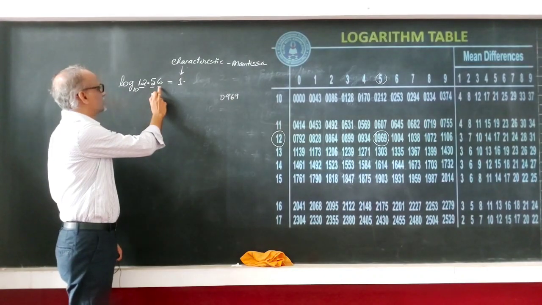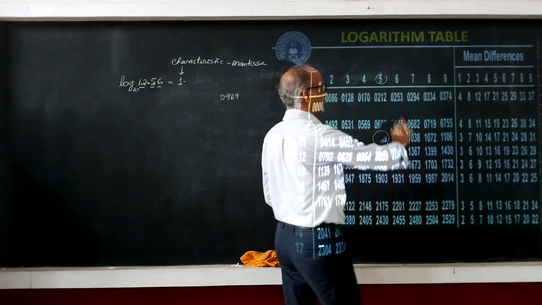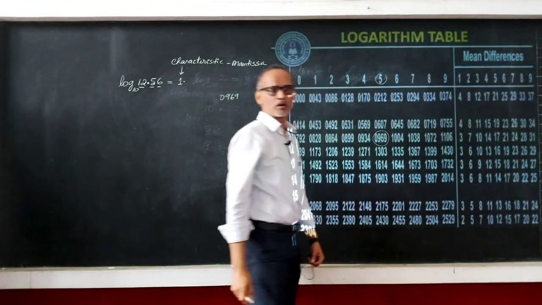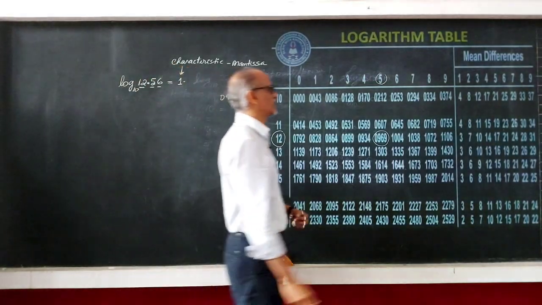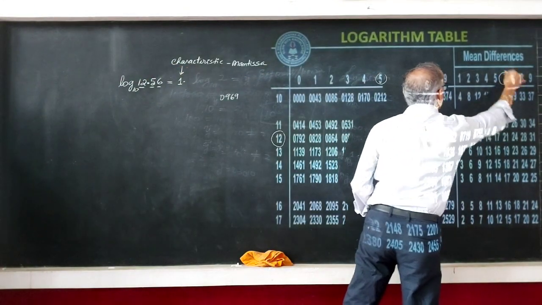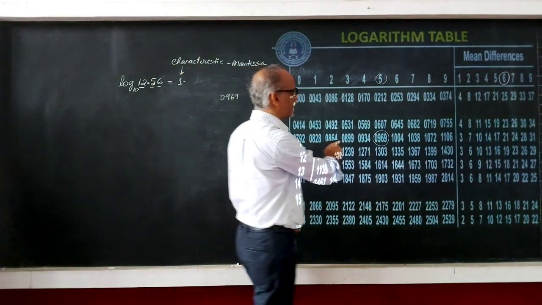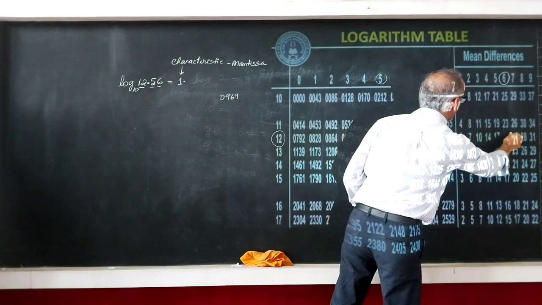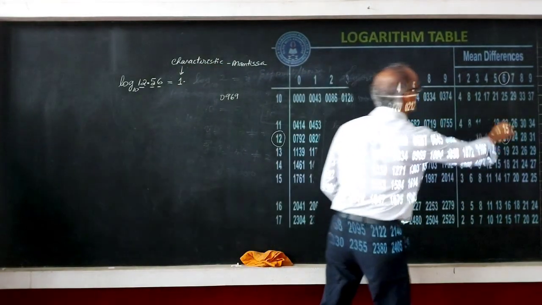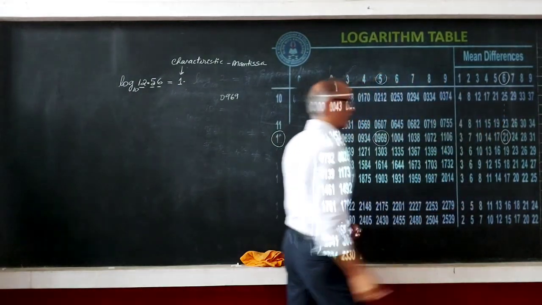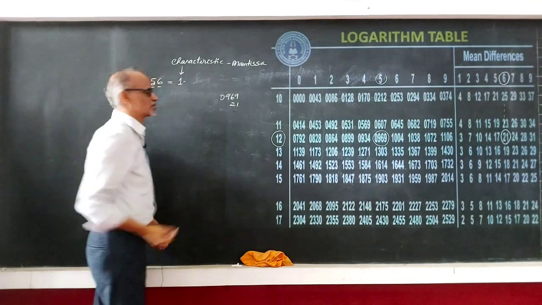The fourth digit is a 6. And that you have to search in the last column under the heading called mean difference. Can you see that on your screen? Mean difference. So the number is 6, which is here. And now in the same row, you see where they intersect. And it will intersect at the number 21. So you add that 21 to the previous digit.